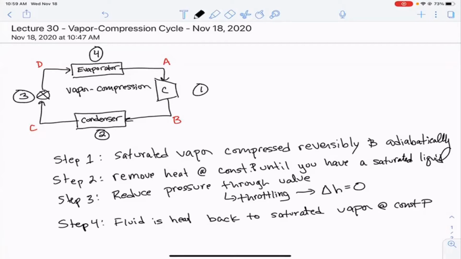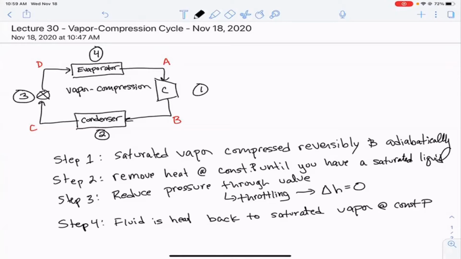So in this cycle, we have a really interesting difference from what we had in our power cycle. In the power cycle, we had 2 steps that are reversible and adiabatic, right? So we had 2 steps where delta S was equal to 0. And because of that, TS diagrams, temperature entropy diagrams, made a lot of sense.